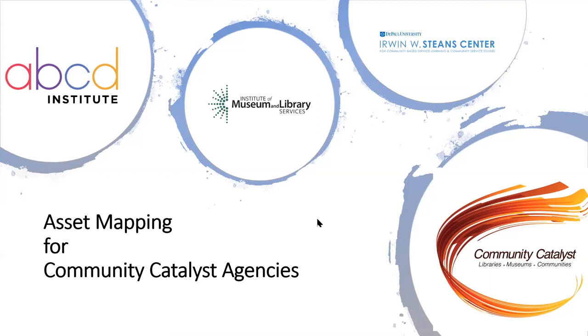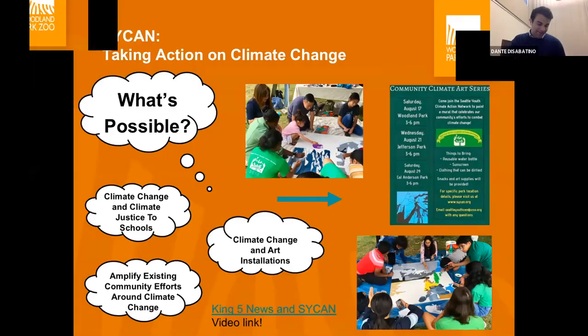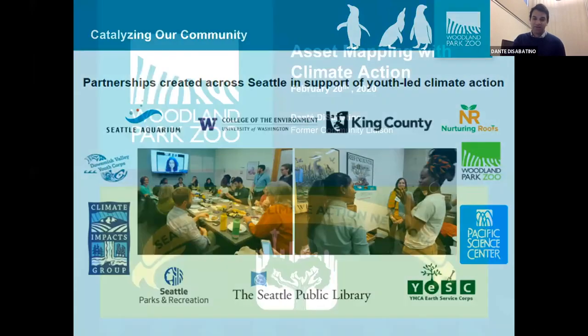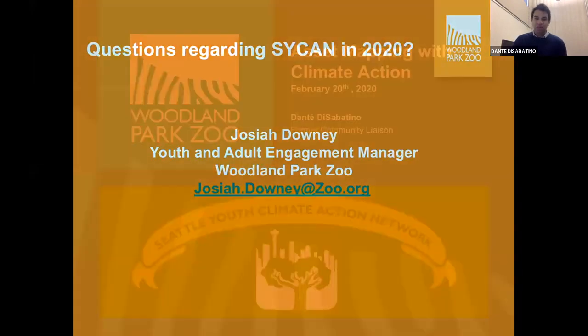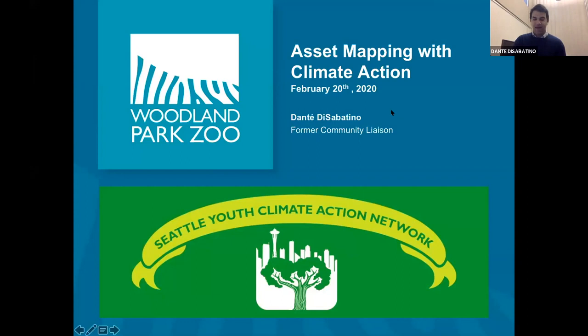I was part of a project that was a recipient of round one for the Community Catalyst initiative. I'll also be presenting a little bit today about how we used asset mapping with climate action and youth involvement. I was a community liaison for Woodland Park Zoo, and we were recipients of the IMLS grant for cohort one. It was really exciting to be a part of that process.